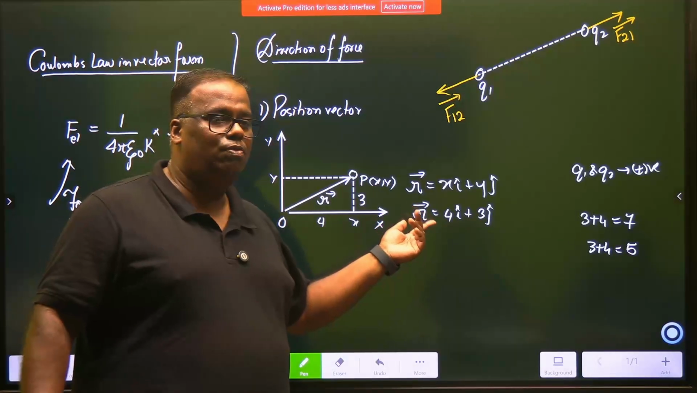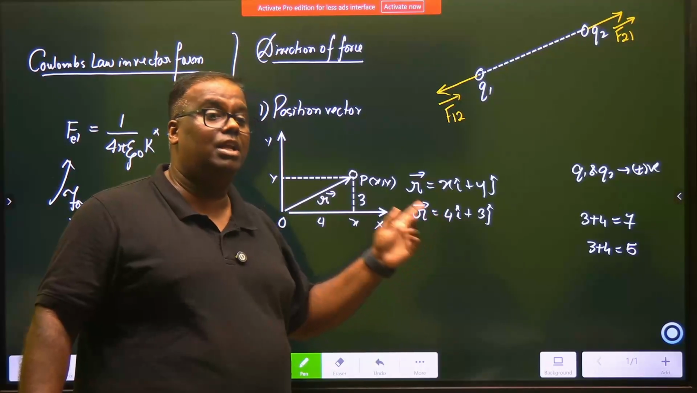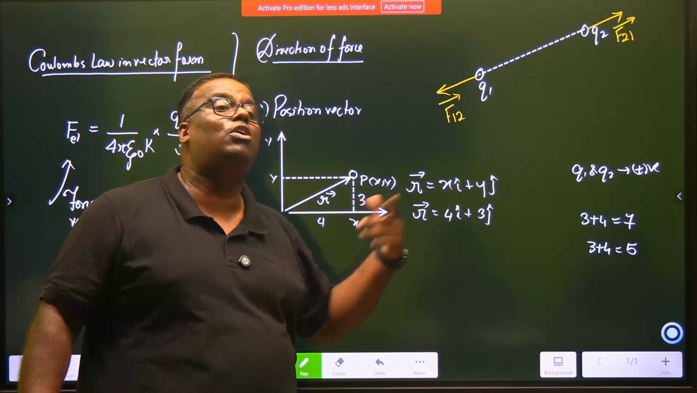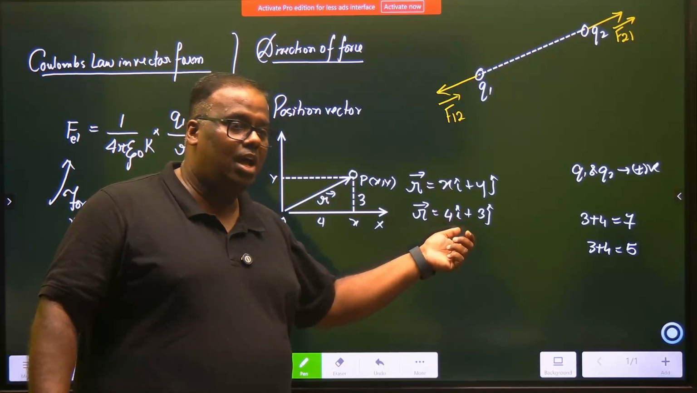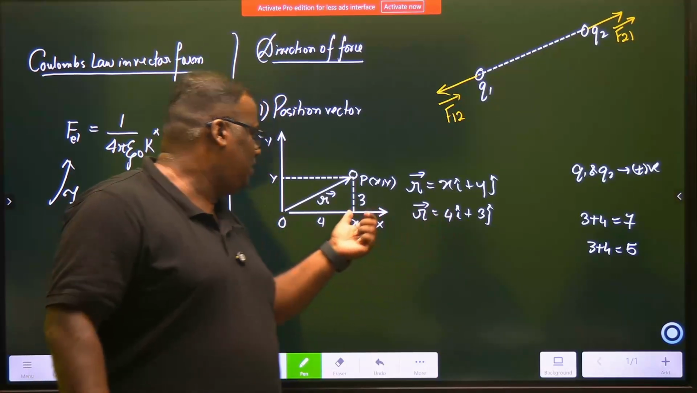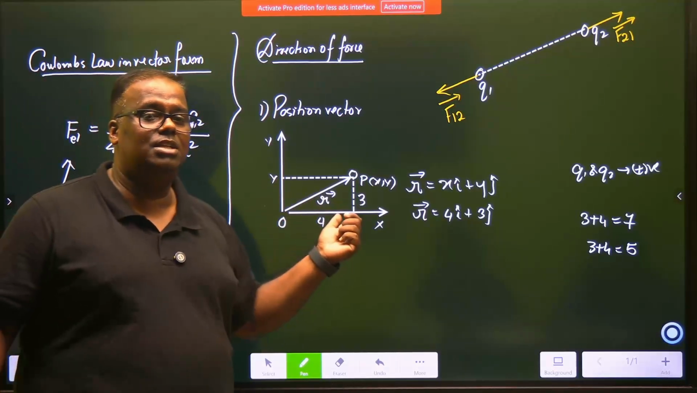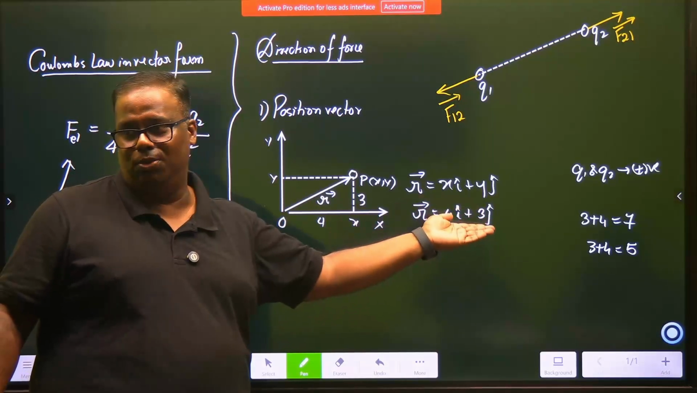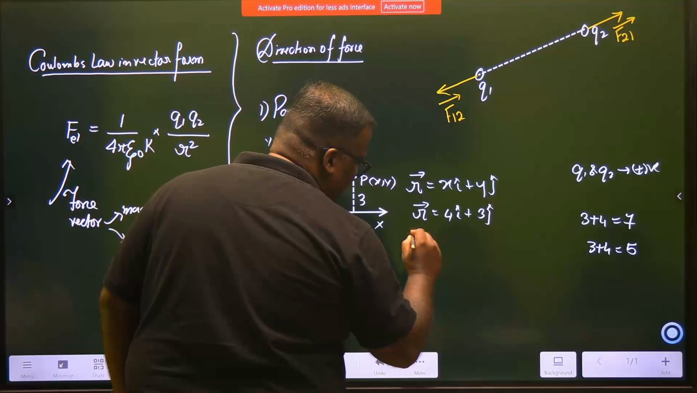And the modulus of R will be, since they are maintaining 90 degrees, what is the modulus of a vector? Square root of a square plus b square plus 2ab cos theta. A square is 16, b square is 9, plus 2ab cos theta. The angle between the two vectors is 90 degrees, so it becomes 0. That's how you get it. What is the modulus of R?